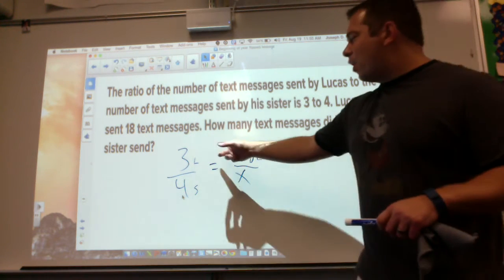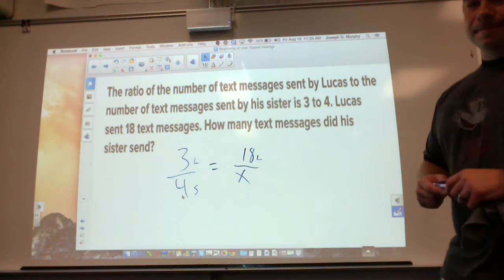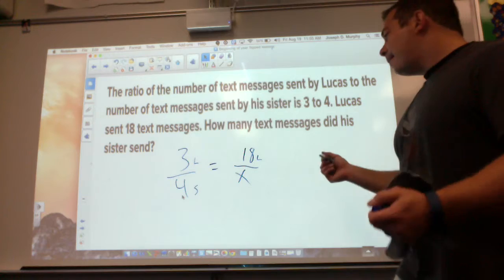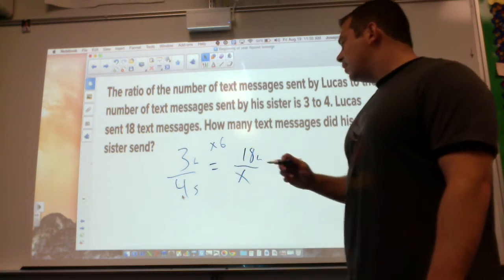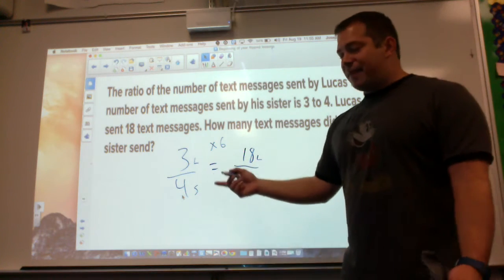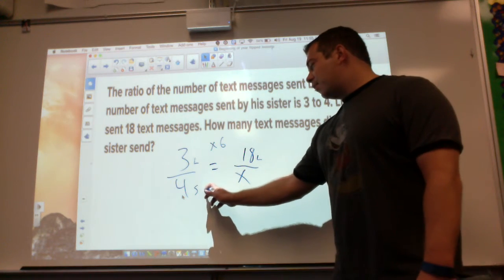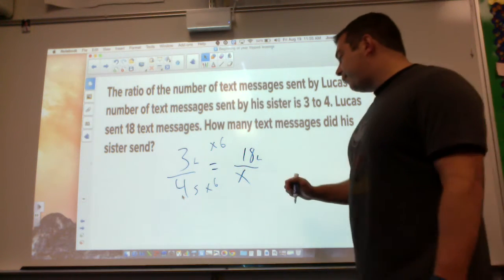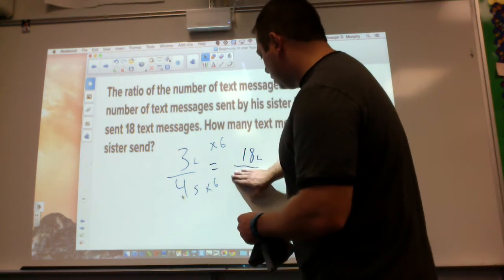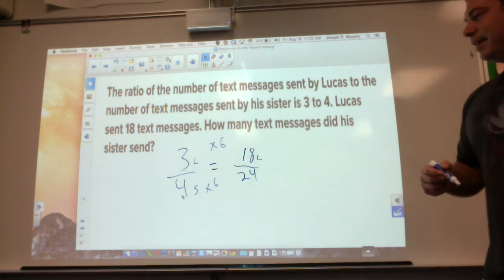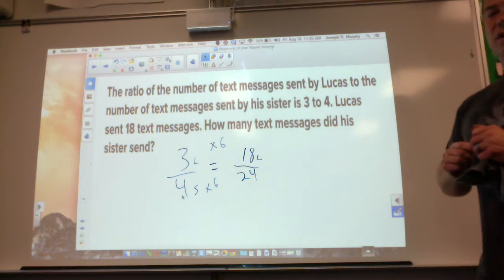So how did I go from 3 to 18? 3, 6, 9, 12, 15, 18. I multiplied by 6. So to figure out how many she sent, I have to multiply by 6. 4 times 6 equals 24. So if he sent out 18 messages, his sister would have sent out 24.